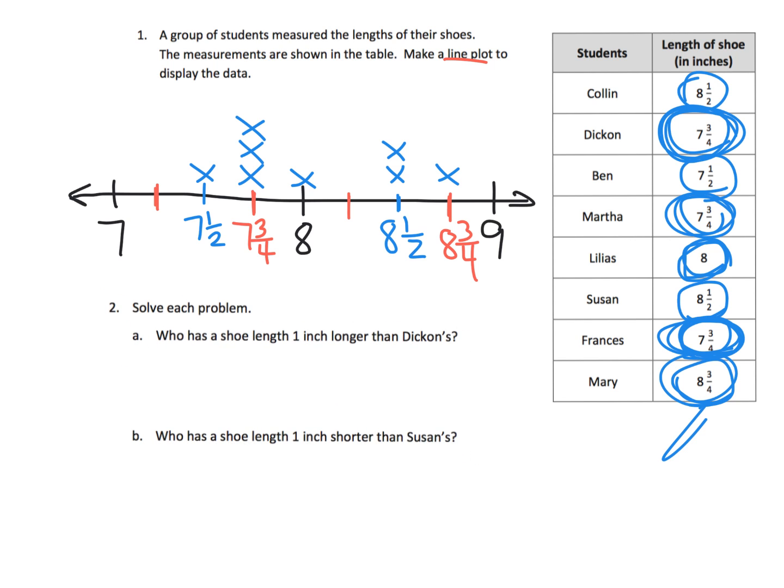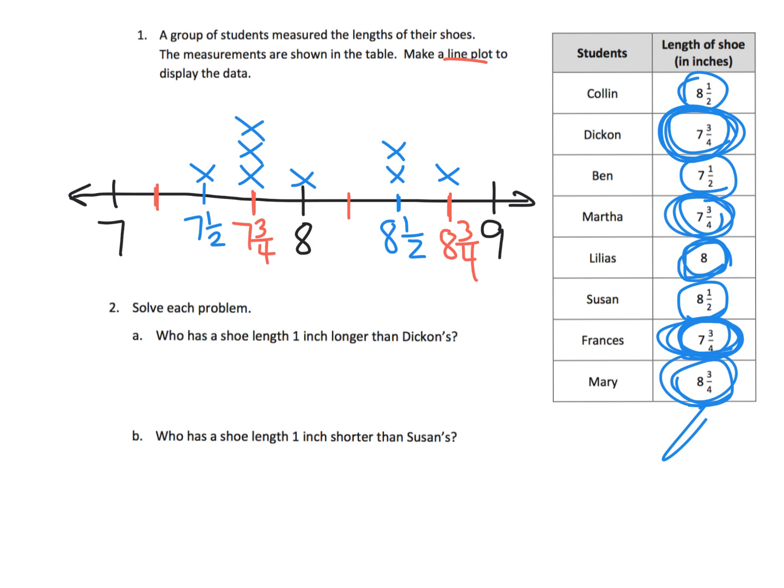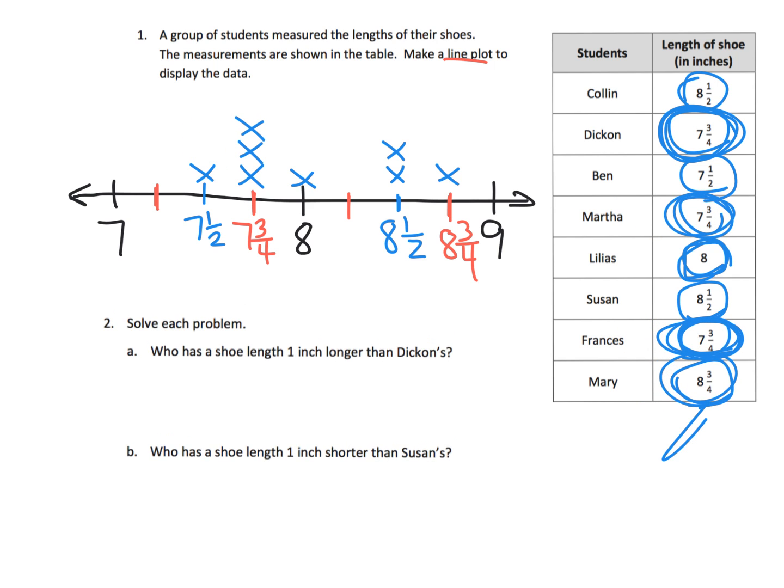For example, who has a shoe length 1 inch longer than Dickens? Dickens is right here, 7 3/4, and I want to know who is exactly 1 inch longer. It's this person right here, 8 3/4. That's Mary, down here.